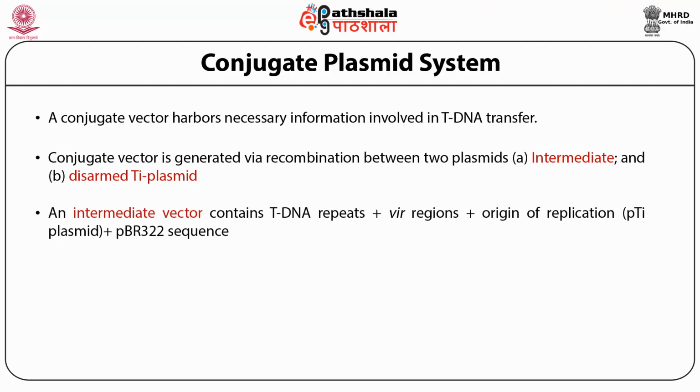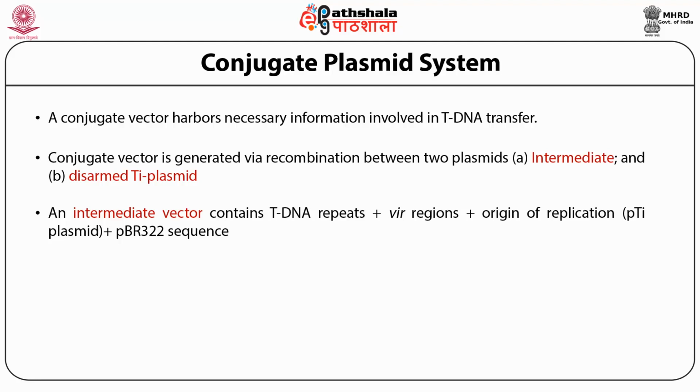Intermediate vector contains the following information. It contains the repeat elements of a tDNA which are present at the border of the tDNAs. It also contains the virulence region, which is a virulence operon. It contains an origin of replication, and it contains a sequence which is from plasmid pBR322.